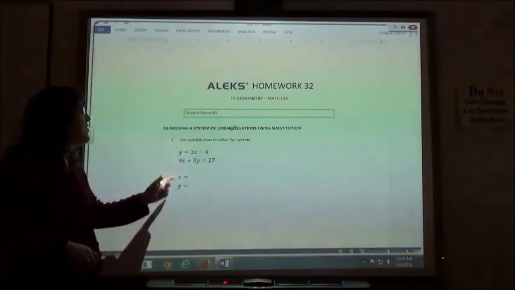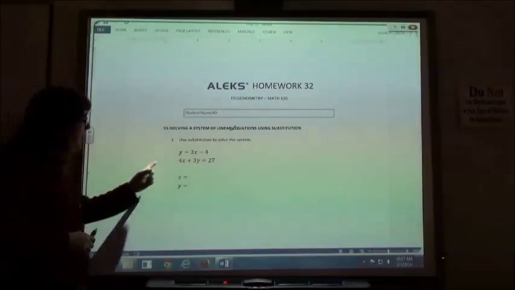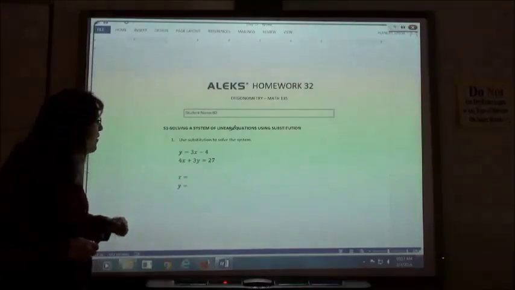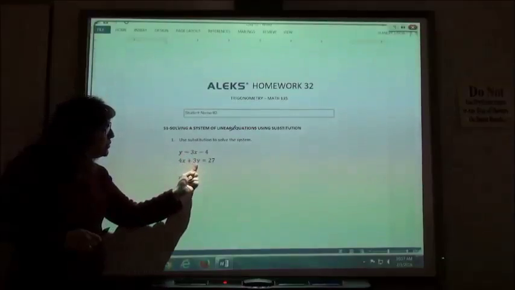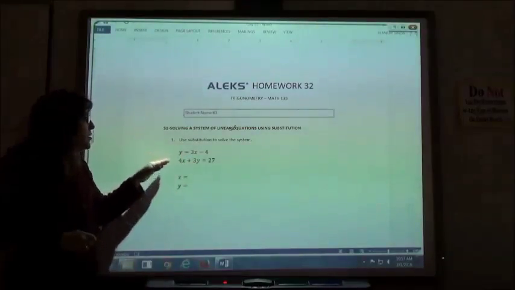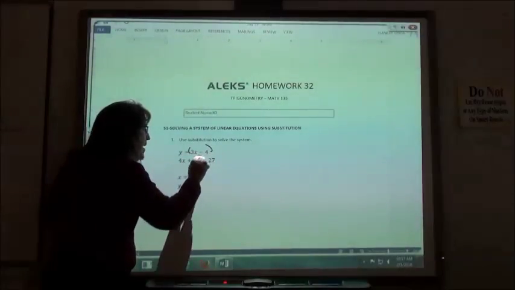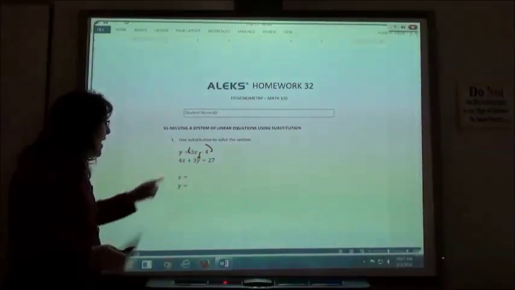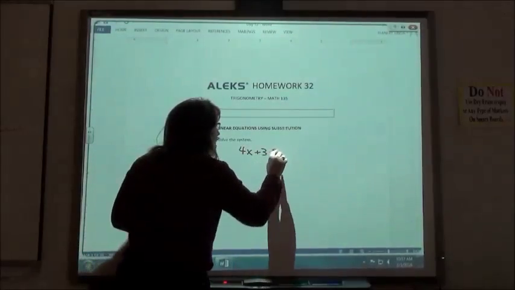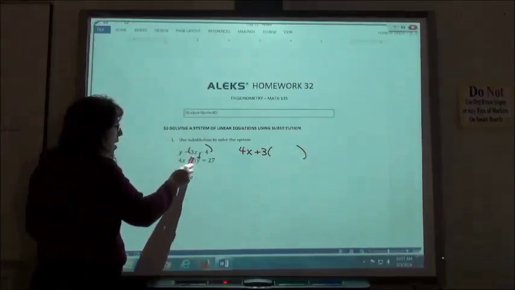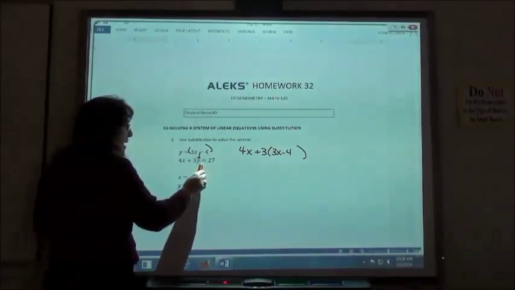First one here, we're just solving a system of equations using substitution. System of equations is when you have two equations and two variables. And if we have one of our variables solved for x or y, we can substitute into our other equation. So, rewriting the bottom equation, putting in the 3x minus 4 in place of the y. So I'm going to have 4x plus 3 times, and in place of the y, I'm going to put 3x minus 4 equals my 27.